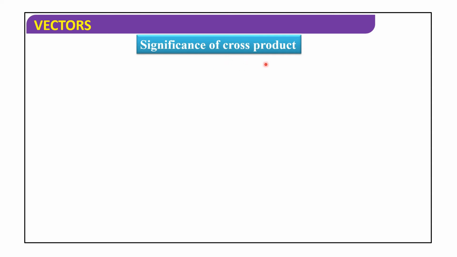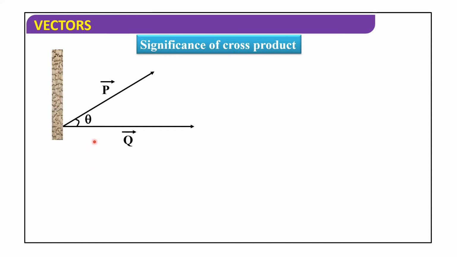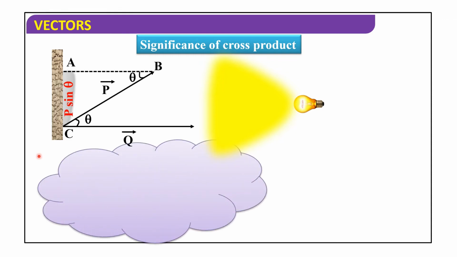Significance of cross product. P bar and Q bar are two vectors making an angle theta. See the picture carefully. In triangle BAC, sin theta is equal to AC by BC, opposite by hypotenuse.